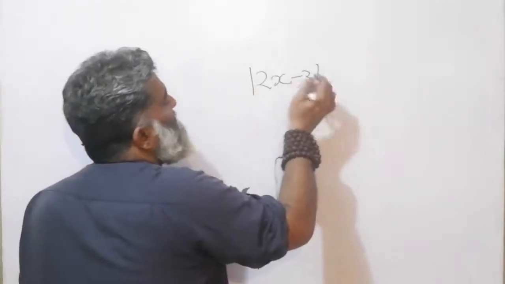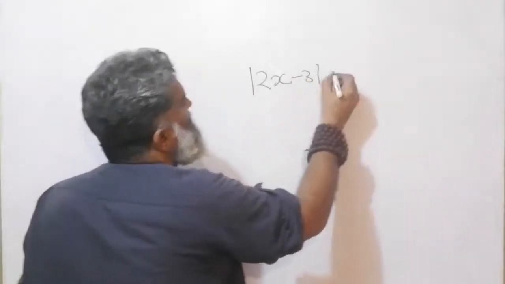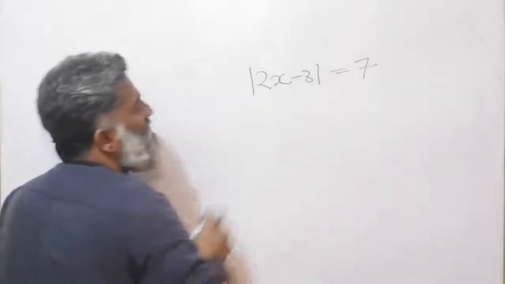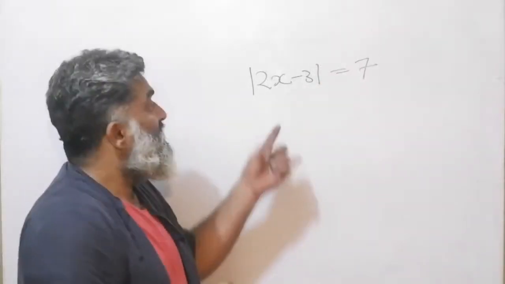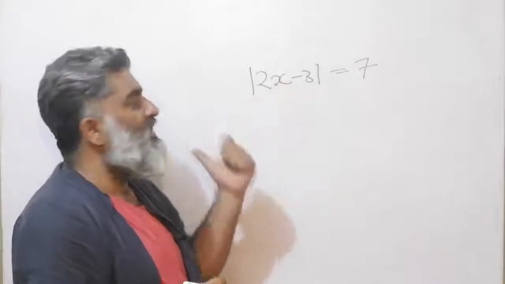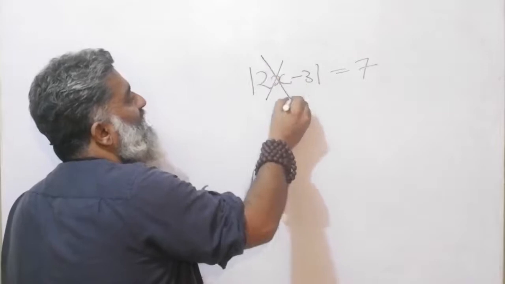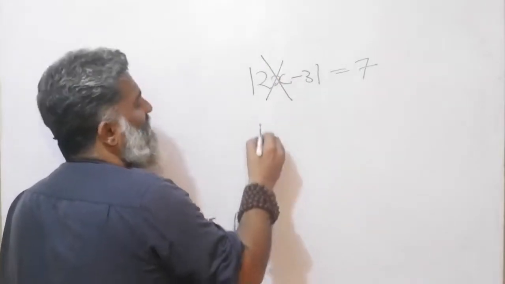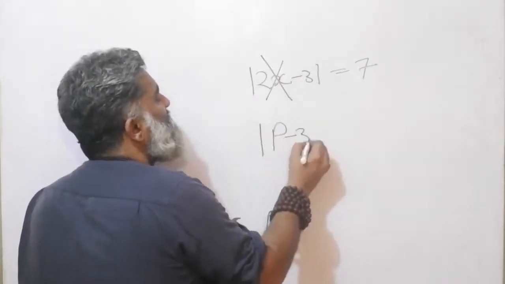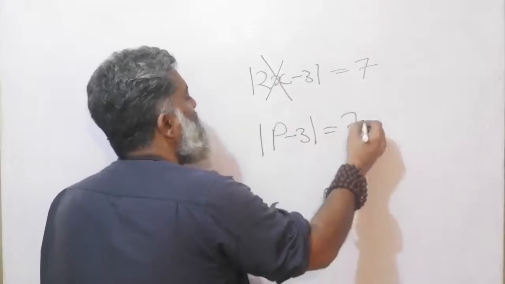So mod of 2x minus 3 is equal to 7. Pretty much the same game. How will I deal with this? There are more things happening here, right? So what I will do is, instead of 2x, can I just call it a big capital X or a P? So I will call it P. P minus 3 is equal to 7.